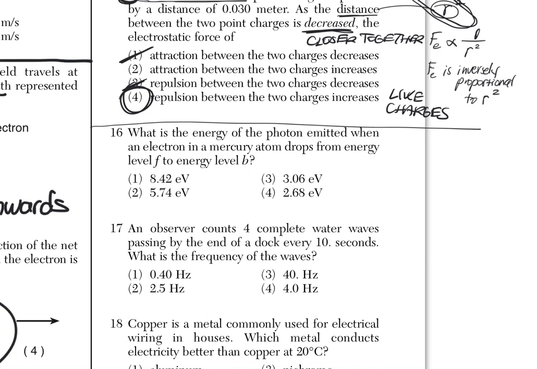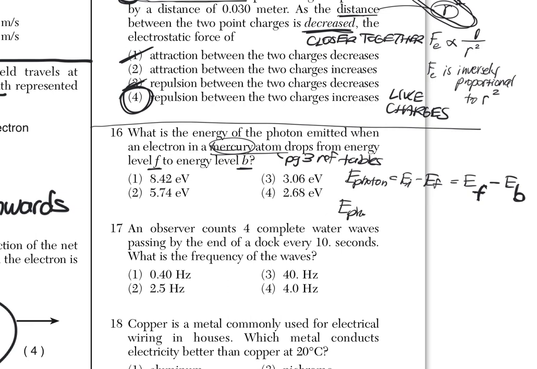All right, 16. We have an electron in a mercury atom. So that right there, that's going to be page 3 of the reference tables. And we're looking at the mercury chart. And we're going from level F to level B. And so we have E photon is E initial minus E final. And so in this case, we have EF is our initial, F as in the level, not E final, minus EB. And then we can look those up on page 3 of the reference tables.